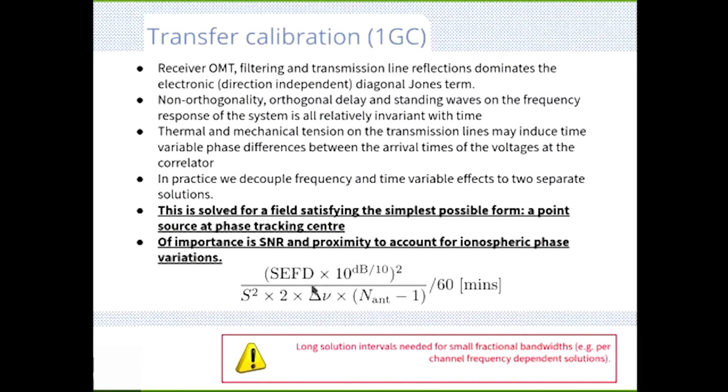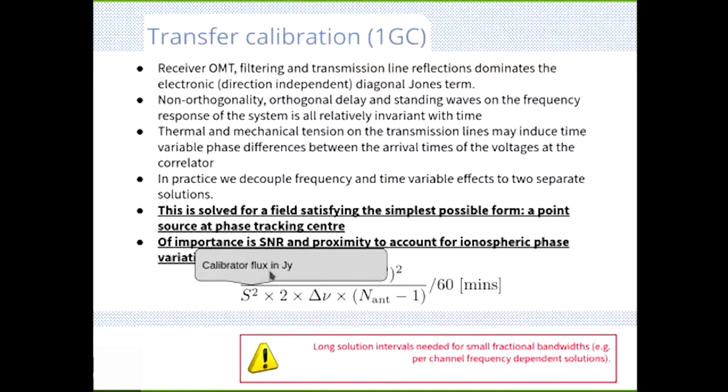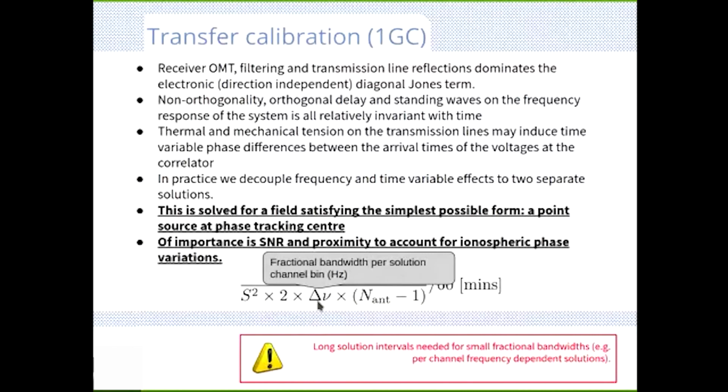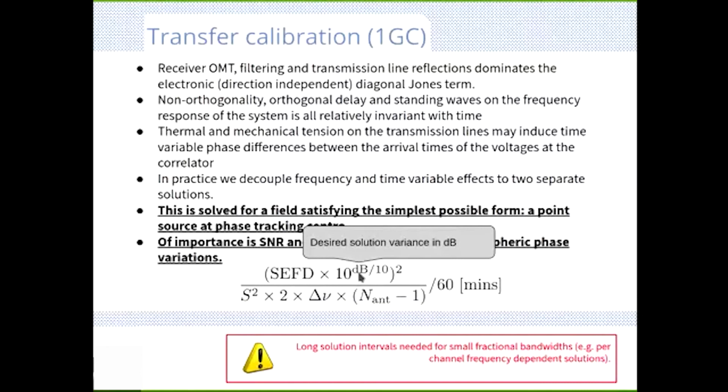The calibrator flux in Janskys is indicated as S here, so that is the S squared term here. We have the fractional bandwidth per solution, so let's say for the MeerKAT wideband L-band system, the 4K channelization is about 208 kHz. If you go up to 32K data, it goes down, I think it's about 20 kHz or something like that. So this just gives you the channelization step, right? And your desired solution variance in decibels is indicated here by this dB.